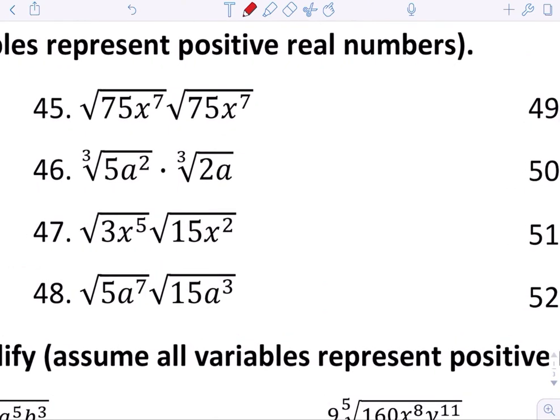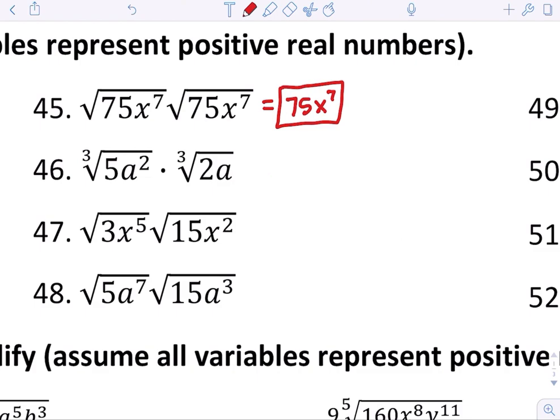45. Oh, look at this one. Radical 75x to the 7th times radical 75x to the 7th is 75x to the 7th. Okay, square root times itself, you're going to get the inside of the square root back.